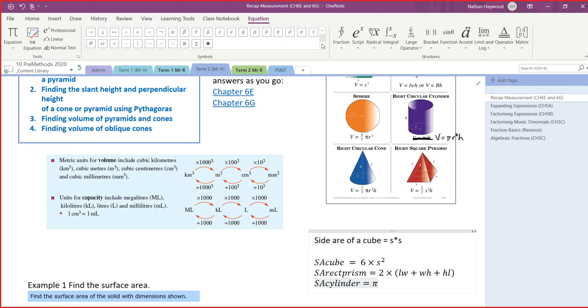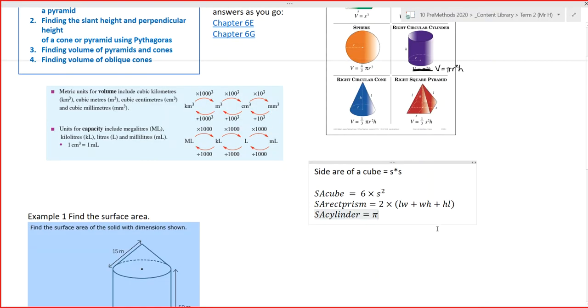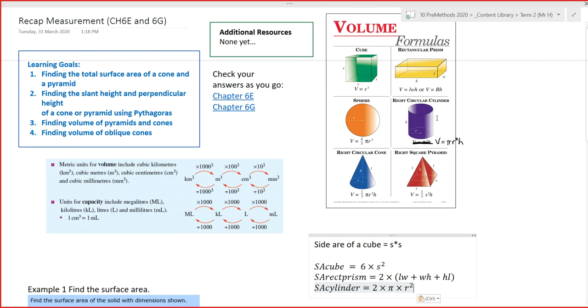Where is it? There we go. Pi times the radius squared. So that's the area of one circle. Now there's 2 of them, so we have to times that by 2. And then we've got that funny rectangle around the outside of the cylinder.